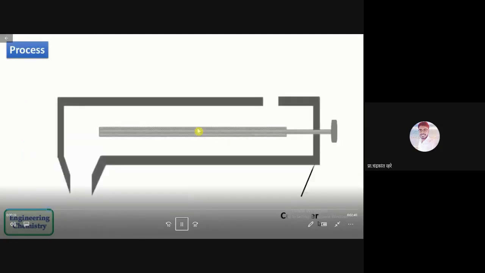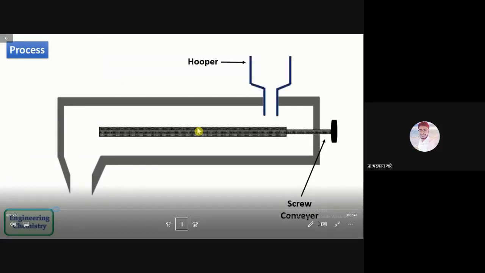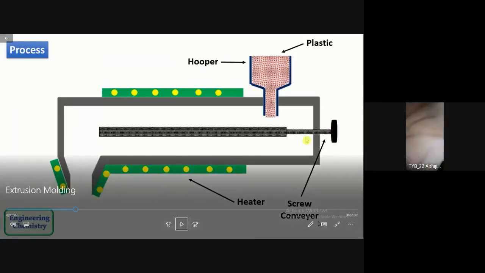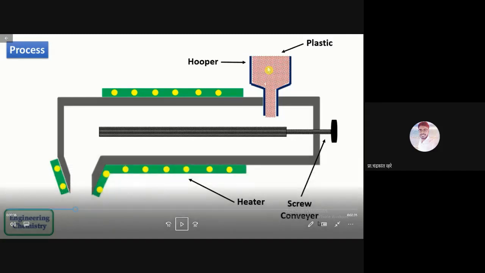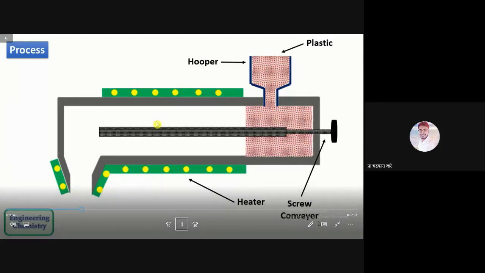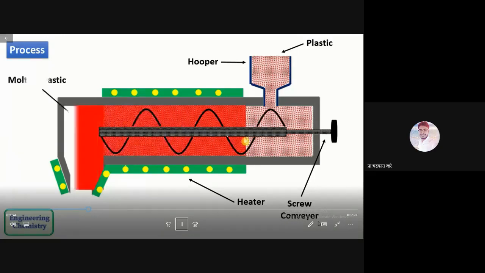Now let's see how the process operates. This is the hopper at the top, and this is the screw. This is the plastic material in the form of powder, or we can call it raw material in a solid form. Here we have a heater for heating purposes. Let's see the extrusion molding. Here is the screw, and due to the heater the material becomes molten.